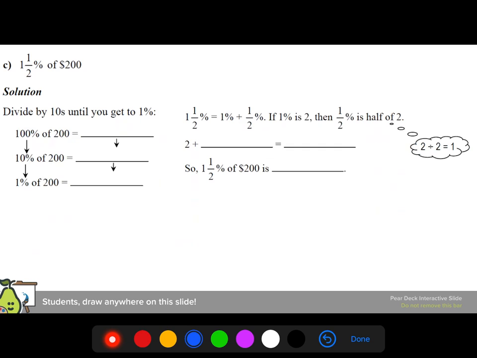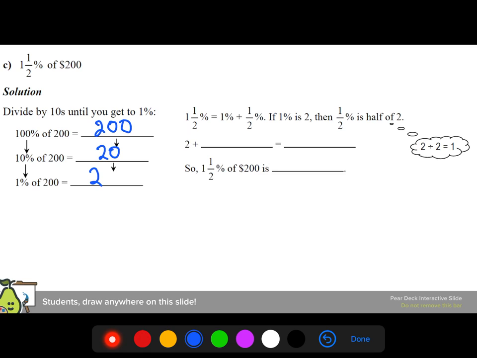All right, question C, 1.5% of $200. So we can start over here. 100% of $200 is, well, 100% of something, it's the whole thing. So it's 200. Then we can go down to 10% by dividing it by 10. So 200 divided by 10 is 20. So then that means 10% of 200 is 20. We can divide everything by 10 again to go from 10% down to 1%. And if we divide 20 by 10, we get 2. So 1% then of 200 is 2.